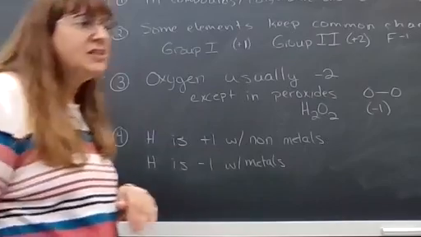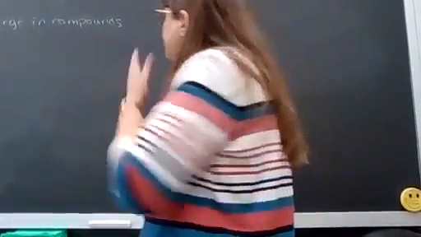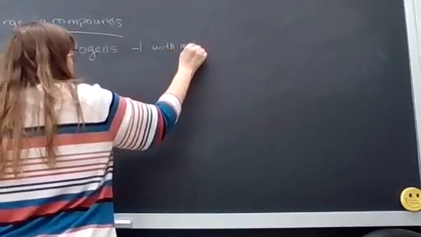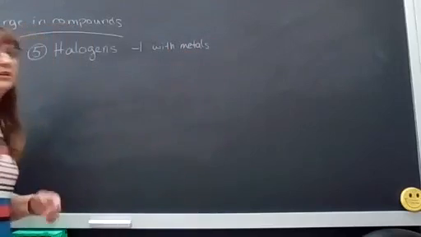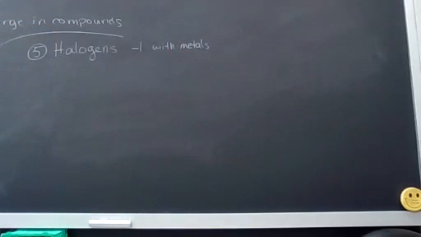All right, and then our last rule has to do with the halogens. So you'll notice that we wrote down fluoride, but we didn't write down any of the other halogens. They are usually -1. So if I have it combined with a metal, if I have cobalt chloride, iron chloride, it's going to be -1. And usually in our non-metal compounds, phosphorus chloride, nitrogen chloride, it would also be -1.